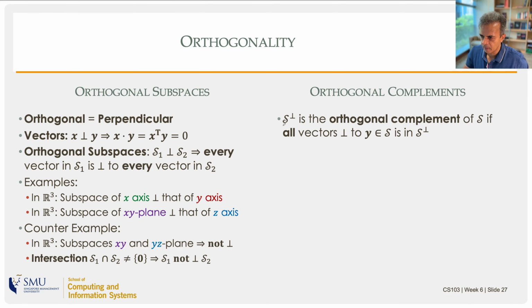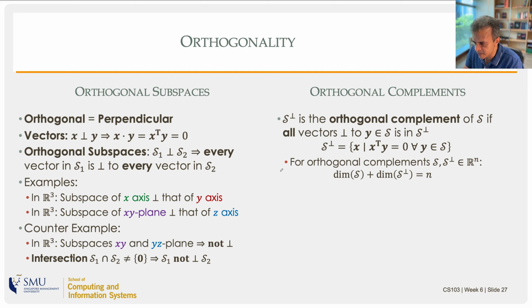So we use this symbol S perpendicular to indicate the orthogonal complement of a subspace S, and this statement here says that a subspace is the orthogonal complement of S if all vectors orthogonal to all vectors in S can be found only in the orthogonal complement. That statement may not be completely obvious to you, but we'll go through a couple of examples very soon. Mathematically, all it is saying is that the orthogonal complement is a set of vectors such that the dot product of that vector with any vector, every single vector in S, is 0.